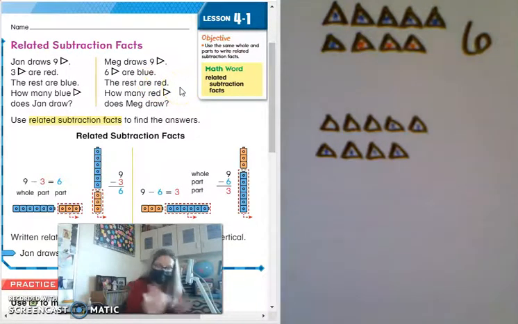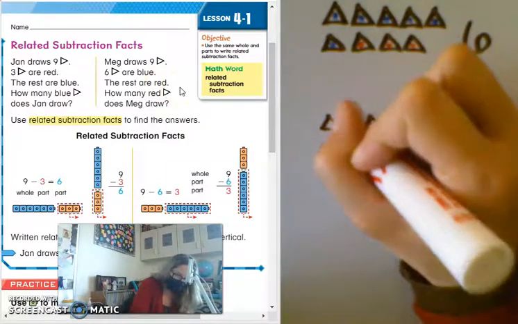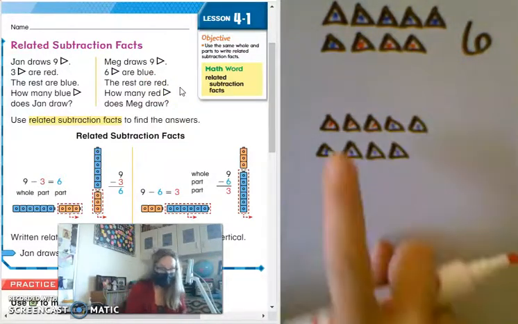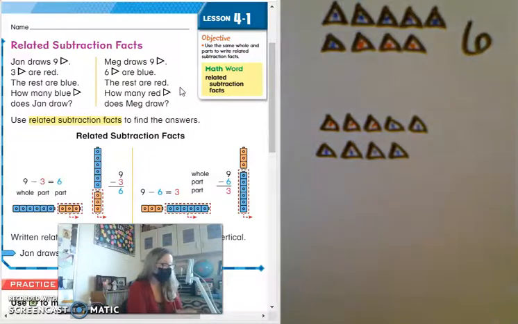Red. So count with me. Well, or we don't have to count. We can just fill in the rest. And now how many are red? 1, 2, 3 are red.